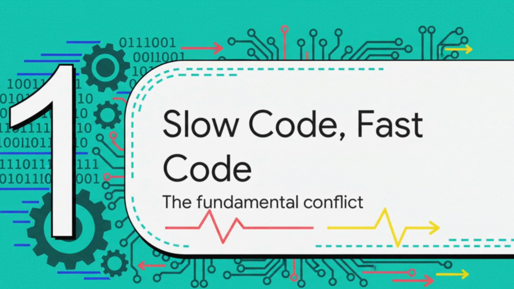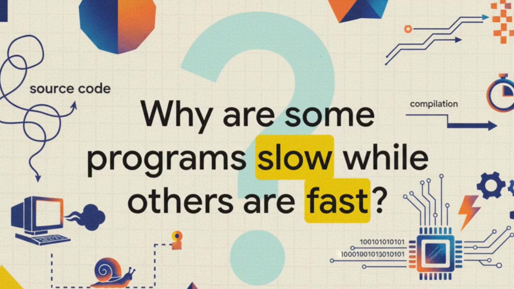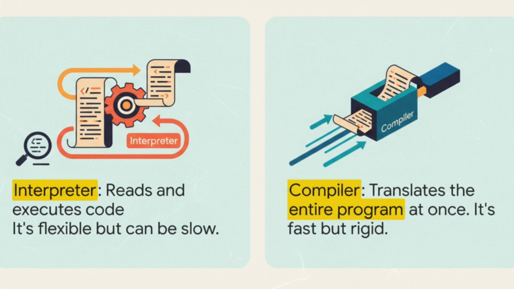All right, to really get this, we've got to start with a fundamental conflict that's kind of at the heart of all software performance. I mean, you felt this, right? Why is one app super sluggish while another, doing basically the same thing, just flies? A huge part of the answer is how a program's code gets translated into a language the computer can actually understand. This brings us to the two classic ways of doing things.